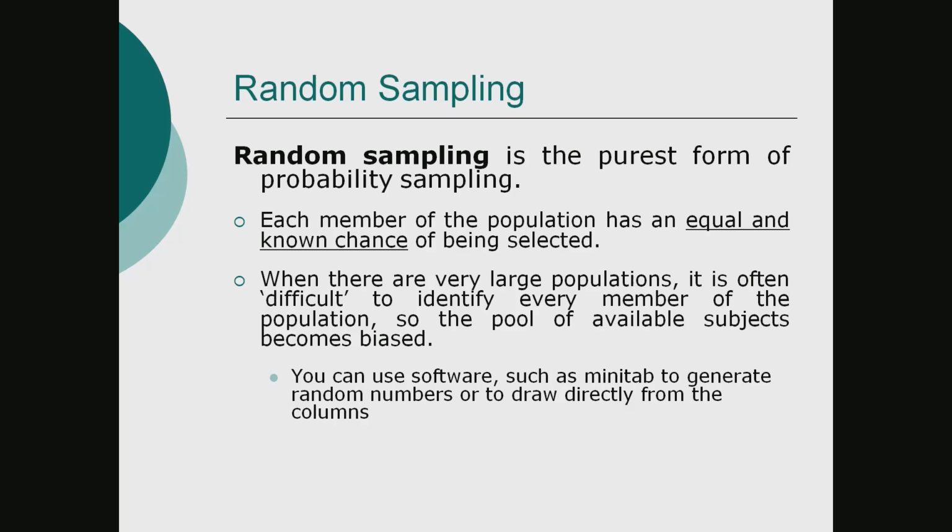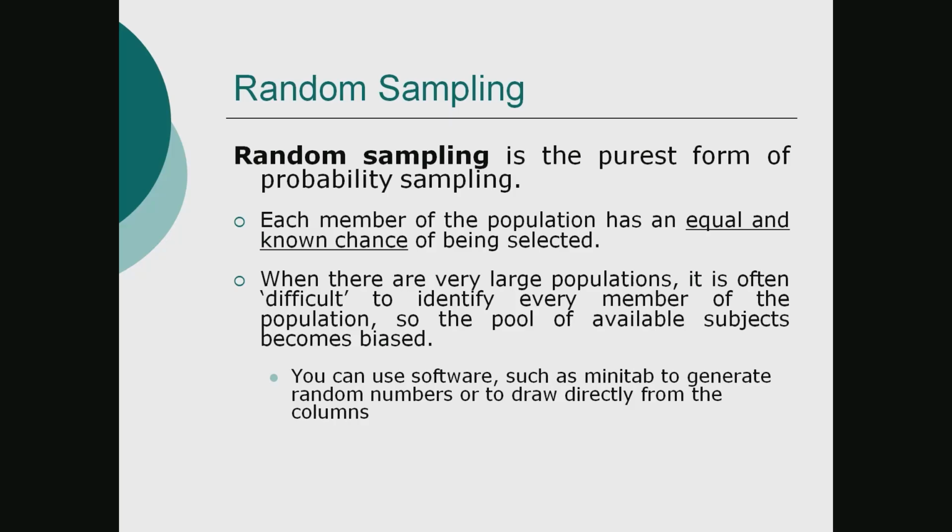Random sampling. Random sampling is the purest form of probability sampling. Each member of the population has an equal and known chance of being selected. When there is a very large population, it is often difficult to identify every member of the population, so the pool of available subjects becomes biased. In random sampling, there are some methods to select samples.